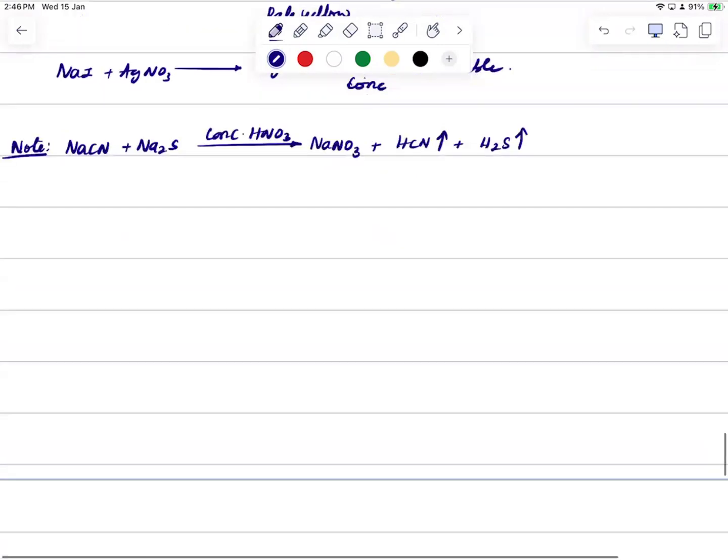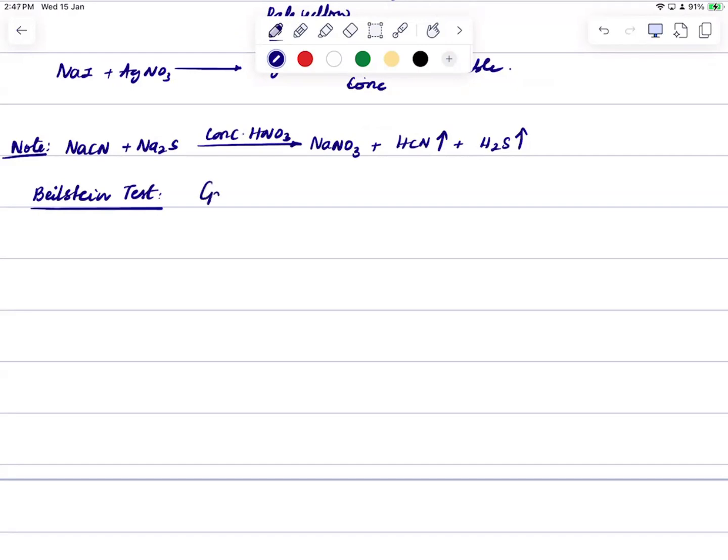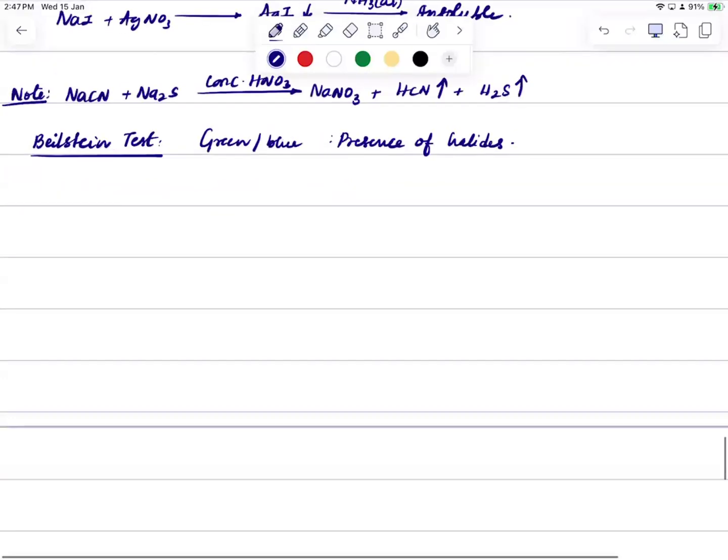Next, another test for halides is a flame test, which is the Beilstein test. The Beilstein test is burning over the oxidizing flame of a Bunsen burner. Correct. Now, if you take this organic substance and put it in, and if a green or blue color is observed, this indicates the presence of halides. That is one important note.